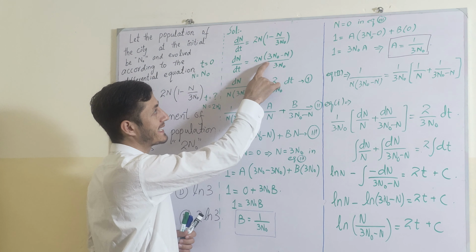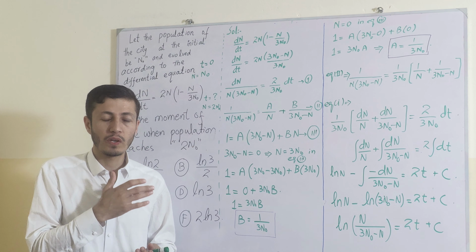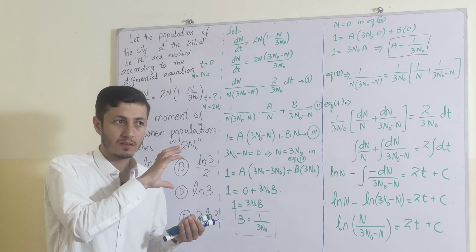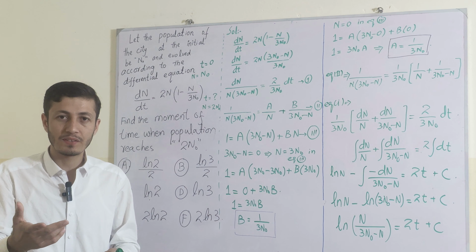The right side integration is very easy, because integrating dt just gives t. But what will be the integration of the left hand side? To integrate an expression of the form 1 divided by x times (some constant minus x) dx, it can be solved using partial fractions. We first have to divide the expression into partial fractions, and then apply the integration.